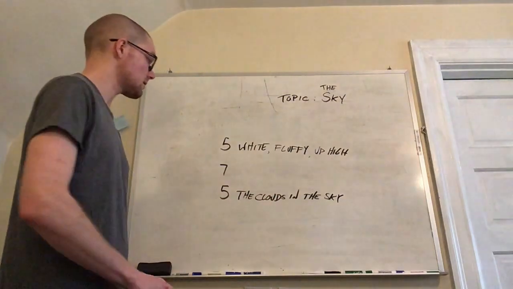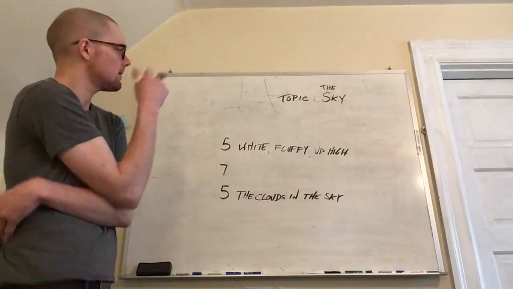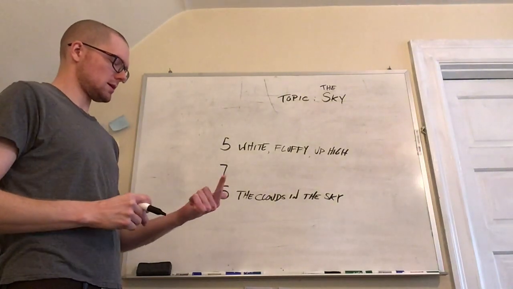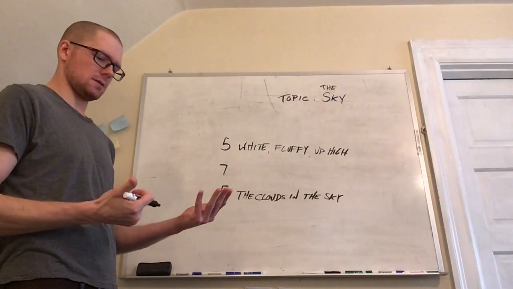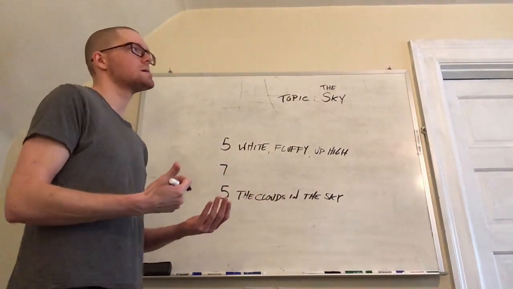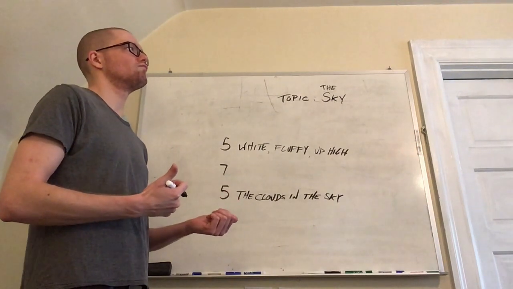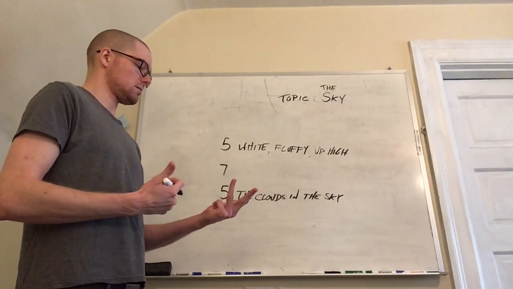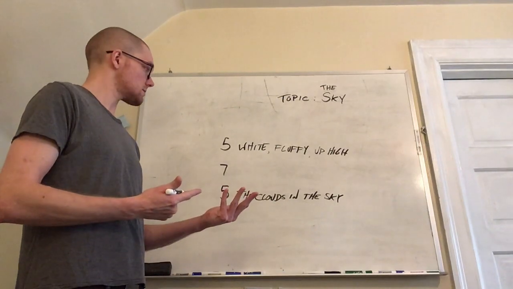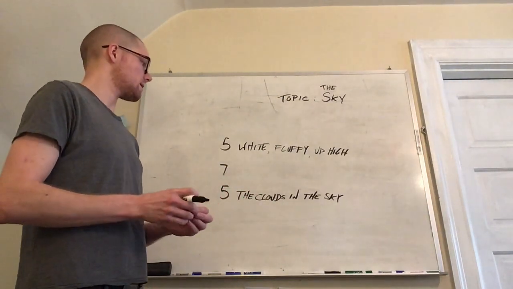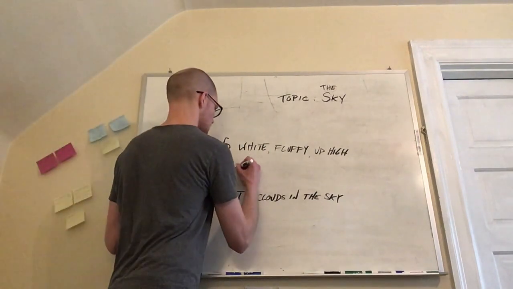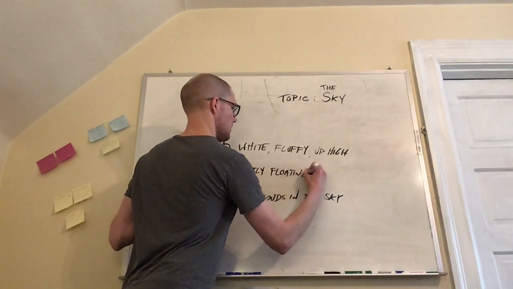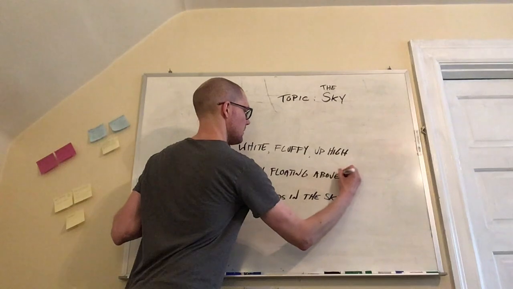White, fluffy, up high. Something, something, something. The clouds in the sky. White, fluffy, up high. Floating above our heads. That's only six. Softly floating above us.